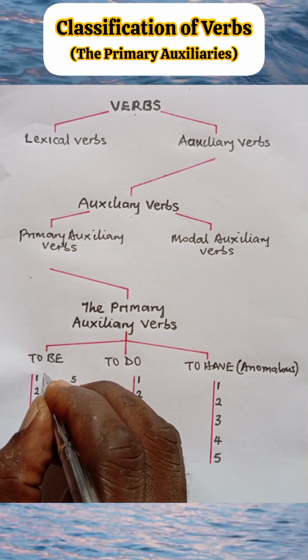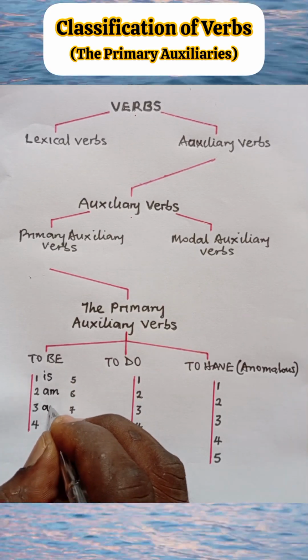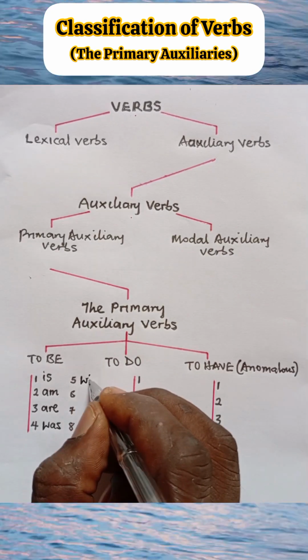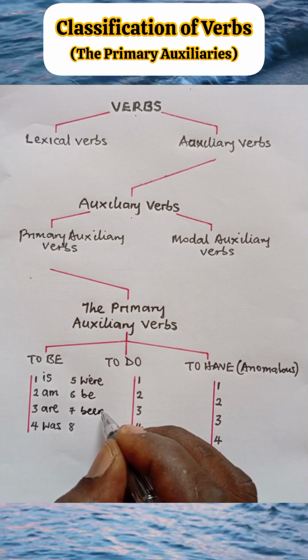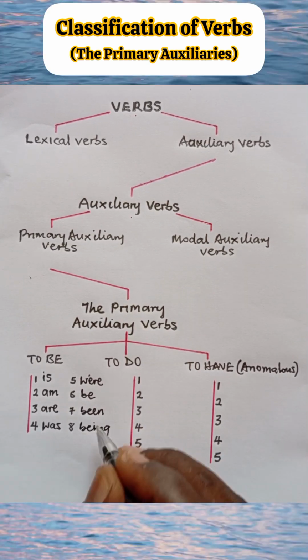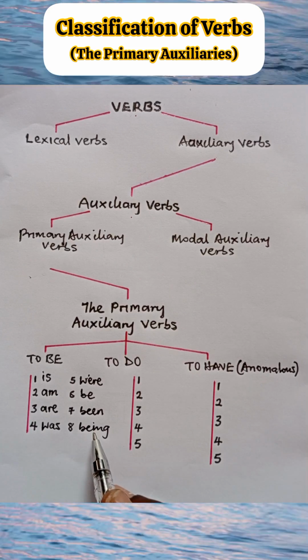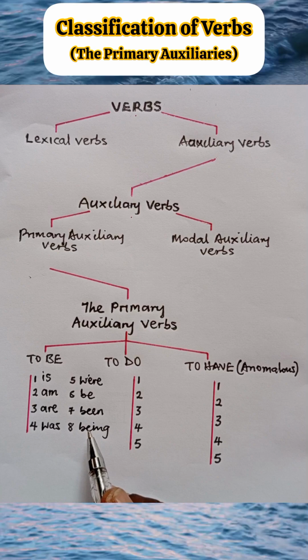These are is, am, are, was, were, be, been, being. So these 8 verbs are known as the verbs to be or the to be verbs. We are coming back to this.